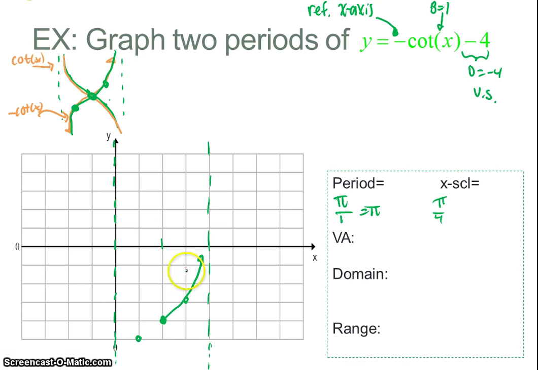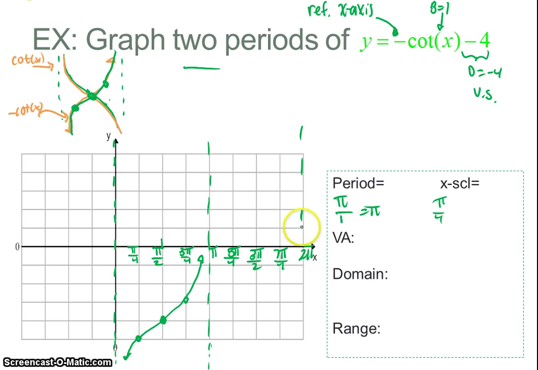So I'm going to draw my shape in to make it look curved, not a straight line. And I'm going to fill out my period as pi, and my x-axis scale is pi over 4. So I have pi over 4, 2 pi over 4, 3 pi over 4, 4 pi over 4, 5 pi over 4, 3 pi over 2, 7 pi over 4, and 2 pi. So I counted by pi over 4s, and I'm going to graph my second period.